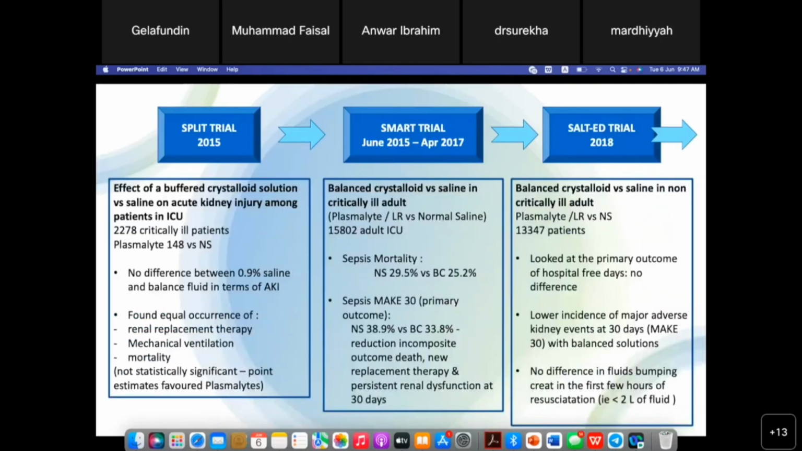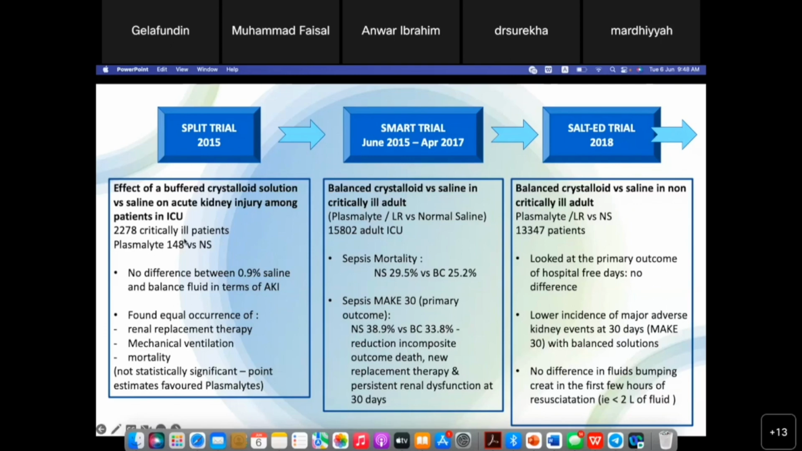Okay, so these are some of the trials yang available between the usage of normal saline ke balance solution lagi bagus. Okay, first SPEED trial in 2015. So this SPEED trial basically is a study of the effect of the buffered crystalloid solution versus saline on AKI. Macam saya kata tadi, because saline dia ada banyak chloride. So this chloride dia akan menyebabkan renal vasoconstriction which can lead to AKI. So dia nak tengok lah effect ni among patient dekat ICU.